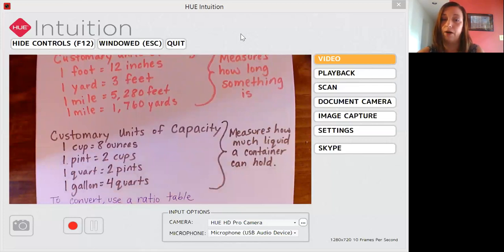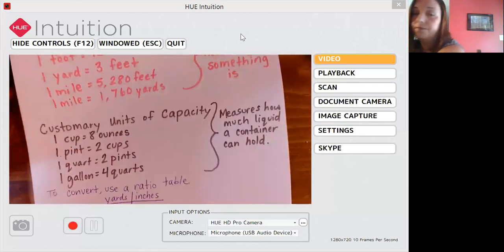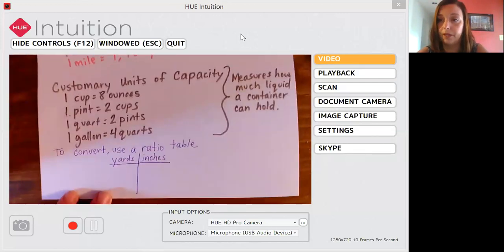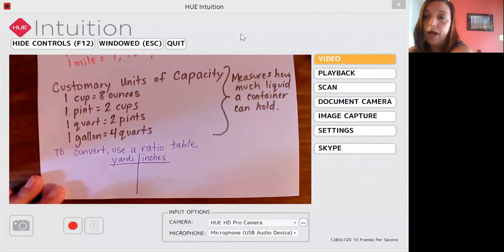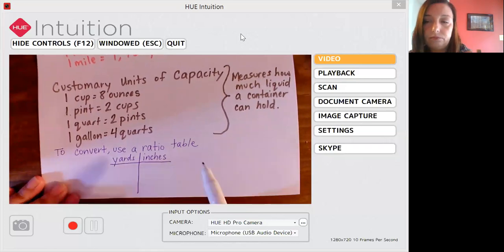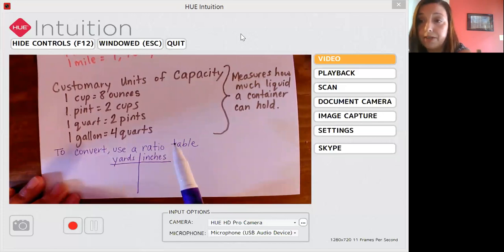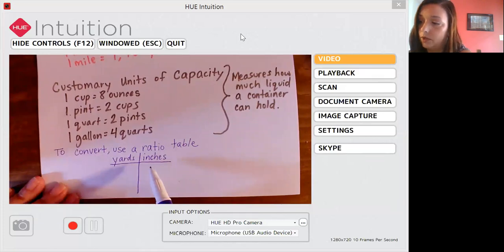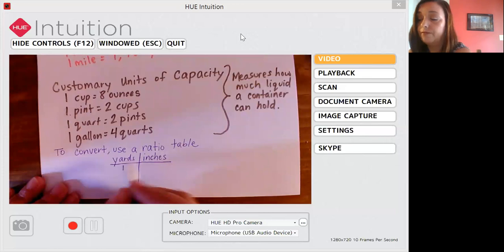In all of these, whenever we are trying to convert any type of measurement, the best strategy to use is a ratio table. I just wanted to remind you quickly of how to use a ratio table by showing you how to convert yards into inches. For yards, 1 yard is equal to 3 feet. But here we want to know how many inches are in a yard.